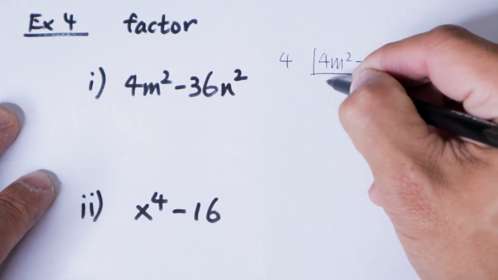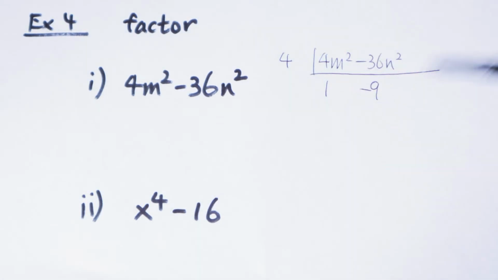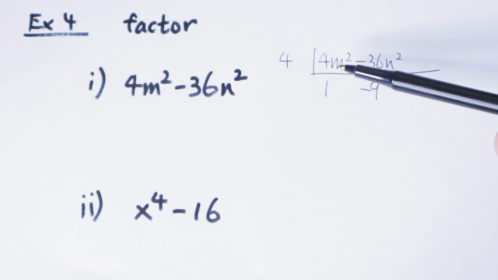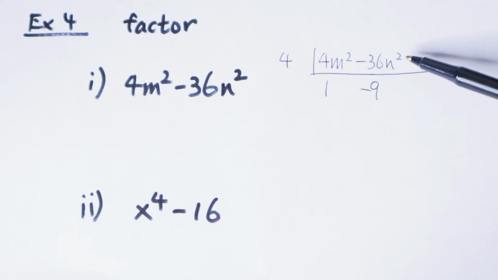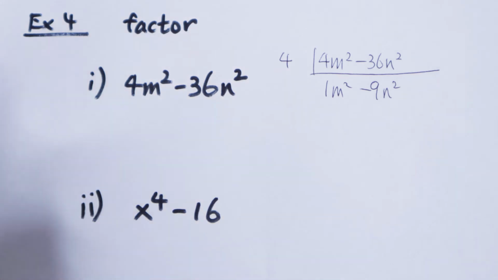So 4 divided by 4 is 1. And then negative 36 divided by 4 is negative 9. Well, I cannot take out any m's, or I don't know what I could use for n. So I cannot take out any m or n's. So those stay. M squared and n squared, like this.